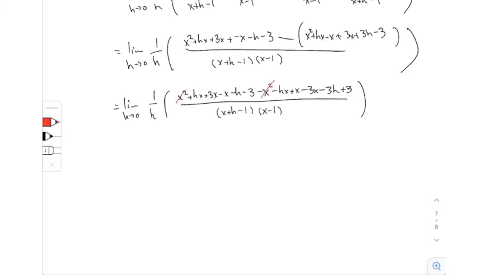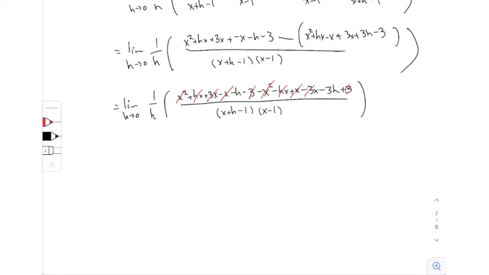Next I see hx. I think there's another hx here, right? Plus hx minus hx. Next, plus 3x, there's a minus 3x. Minus x, there's a plus x. Feeling good about this. Minus h, there's nothing to cancel that with. And then minus 3 and a plus 3, they cancel. So everything canceled except for minus h and minus 3h.